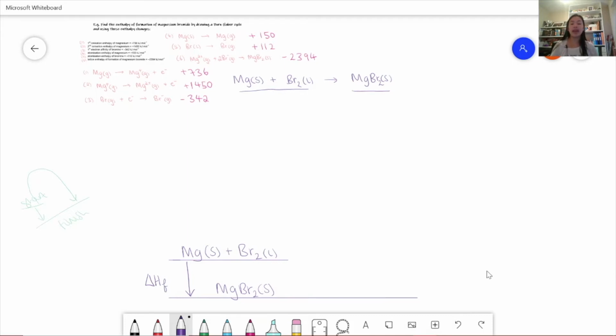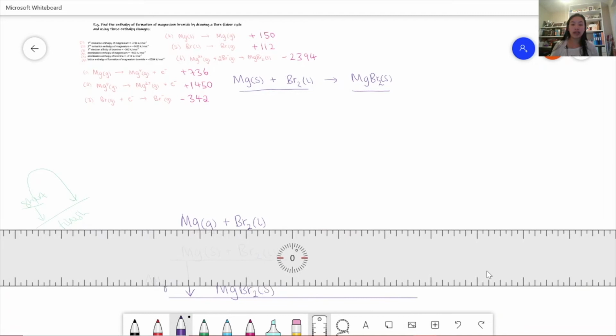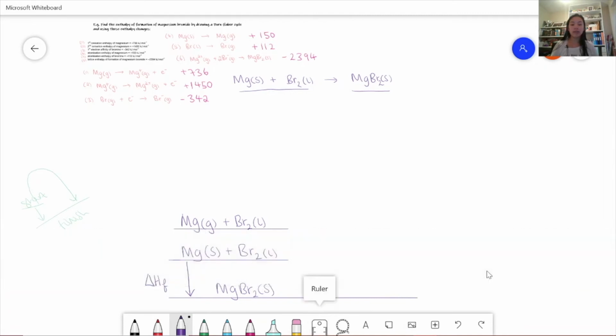And then I draw the next level, and it's up to you what reaction you choose to do next, but I quite like to atomize things first. So I'm going to use equation number 4 to atomize magnesium to magnesium gas. So one level above, I'm going to write magnesium gas, and then I'm going to just leave the bromine alone. So it remains the same as it was in the previous level. And then we draw another straight line again to represent the level. And then I'm going to draw an arrow up. And this indicates that it's an endothermic reaction. We know this because this value here is positive.